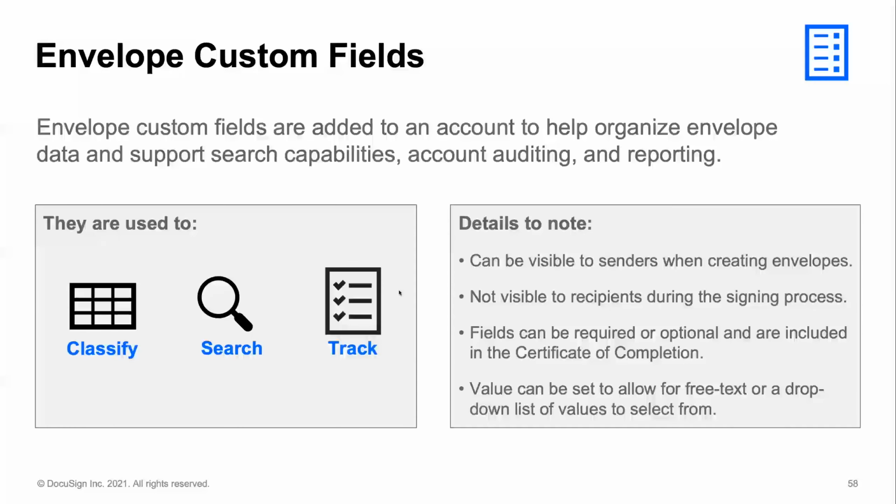So again, these fields are visible to senders when they are creating envelopes, not to recipients. You can mark them as required or optional during the sending process for your senders to fill out, and they'll be shown on the certificate of completion for the envelope. Now, there are two different types of envelope custom fields that you can create: a text field, which just allows for free text to be inputted, or a drop-down list of values. So we'll see both of these in a moment.